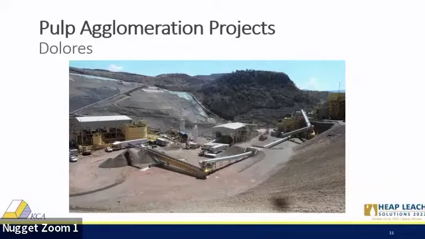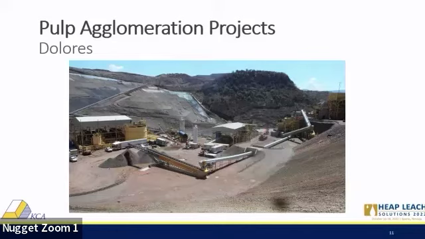The last project we're going to talk about was the Dolores project. Dolores was a 16,000 ton per day heap leach that started operation in 2009. Pulp agglomeration was built in 2017. This is the entire pulp agglomeration circuit you can see in this picture, which KCA designed and built. The pulp agglomeration circuit includes a dedicated 2-stage crushing circuit.